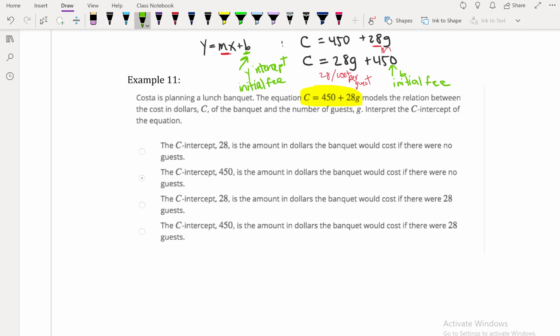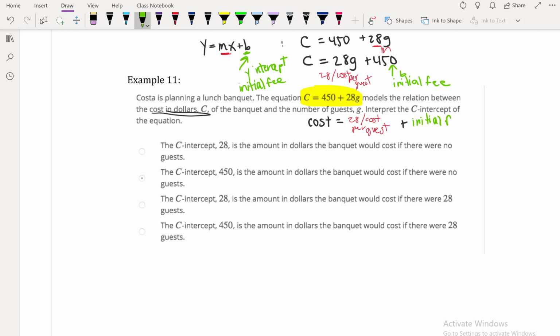So that's how much it's going to cost, let's say, if you have 0 guests. Now you can think of this as writing a sentence. You know that C is the cost in dollars. So the cost is equal to $20, which is the cost per guest. So the cost is going to equal the cost per guest plus your initial fee.